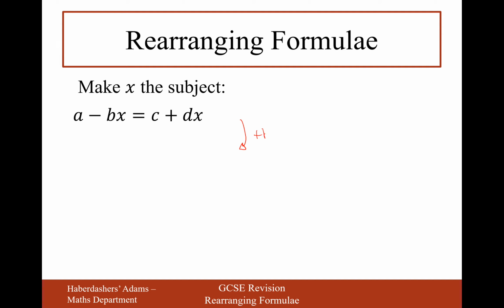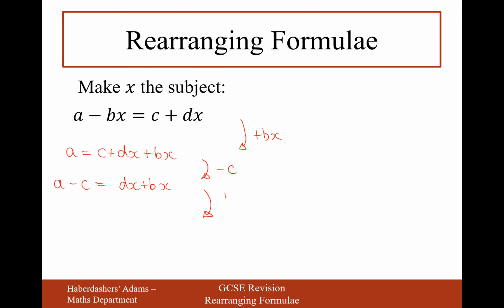So in this question I'm going to add bx to both sides. So that's going to give me a equals c plus dx plus bx. Now this c here doesn't have an x in it, so I'm going to now take away c from both sides. A minus c equals dx plus bx.